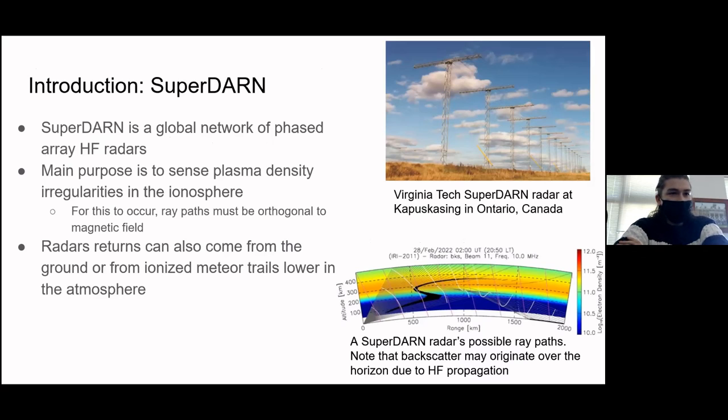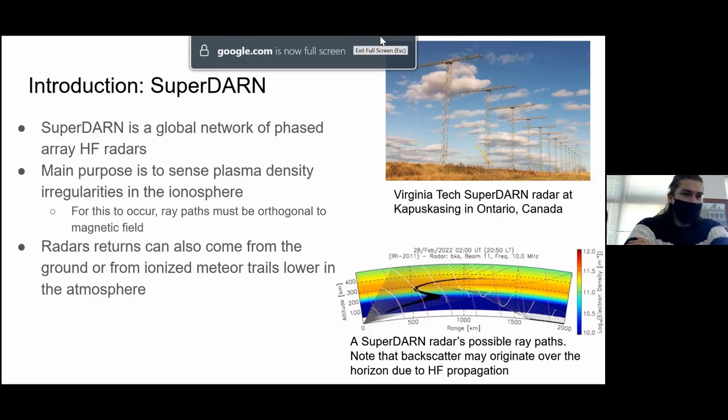So here's a picture of what SuperDARN is on the upper right hand corner. That is the older style of antennas. Those are called log periodic. Basically, you have 16 of these antennas in a row, and then a couple more out front to find elevation. It's a phased array, so you can electronically steer the beam of the radar.